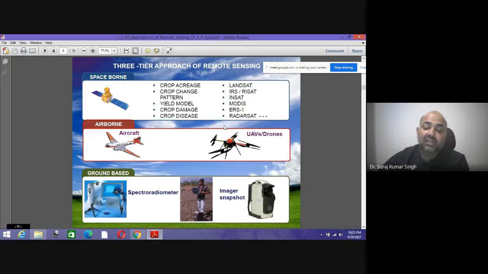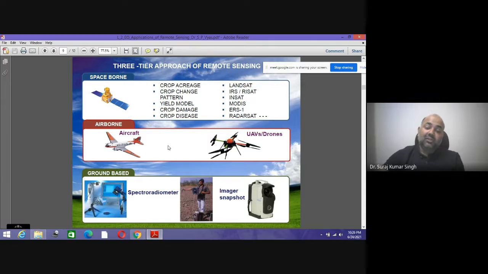We have already studied that we have three types of platforms: one is spaceborne, the other is airborne, and the third is groundborne. With groundborne, we are generally restricted to local study for a particular plot or agricultural area. We'll be using a spectroradiometer or image snapshot, and we'll be verifying the spectral response curve generated from the satellite image, and then we'll be mapping the same earth object through a spectroradiometer and seeing the accuracy of the data, and which data is more accurate. Such kinds of studies can be done using ground-based instruments.